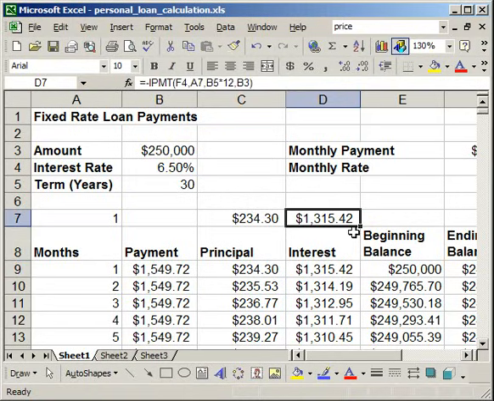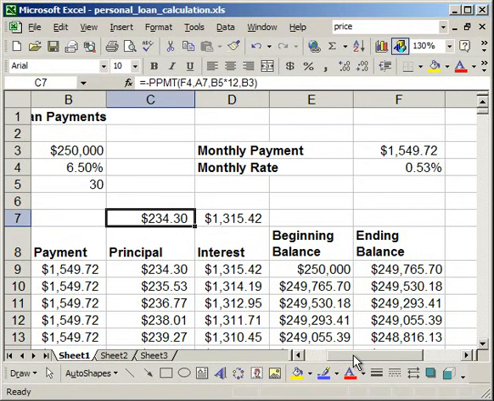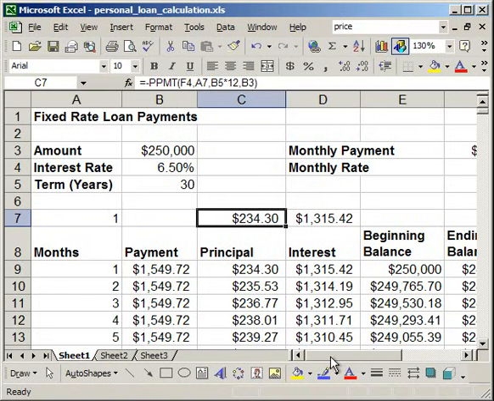So the interest payment is going to be a little over $1,300 for your first payment, and you're only taking $234 out of your principal, or out of the total loan. So it's really interesting to actually see how much of what you're paying goes towards paying off the actual loan.